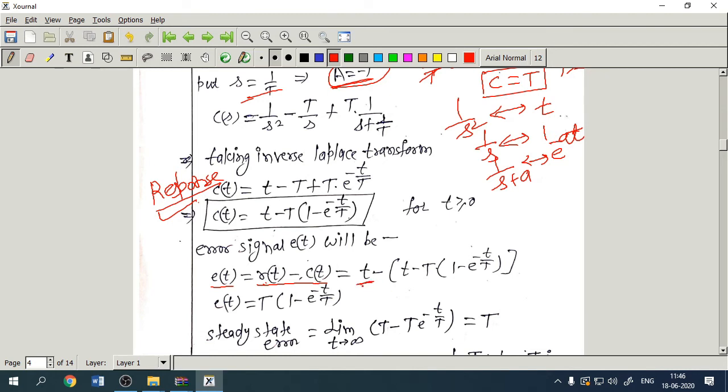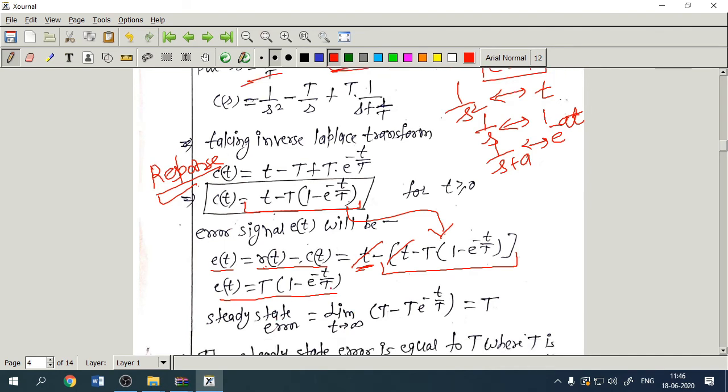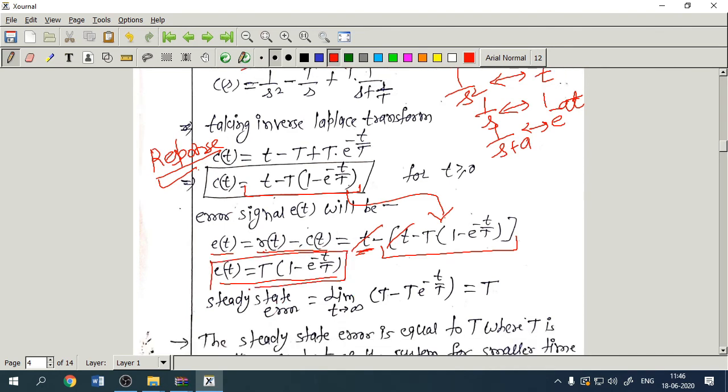Now the input is given, this ramp input t, minus this response, or the output, which is this C(t). Now we'll put the value of C(t) in this equation. Now we'll cancel out the t and t. Now we'll find the error in terms of time from this equation.